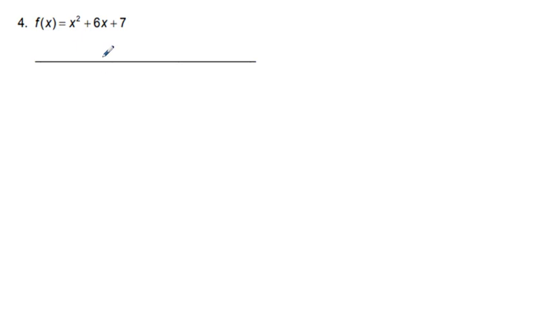Next, another completing the square problem. And we're going to do the same thing for this one. Put f of x is equal to, open parentheses, x squared plus 6x, and then plus some number we don't know yet. And then we're going to subtract the same number that we added inside the parentheses. And then we bring over this plus 7.